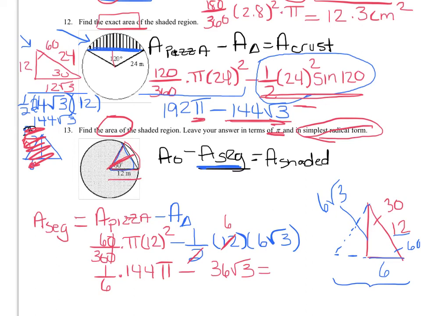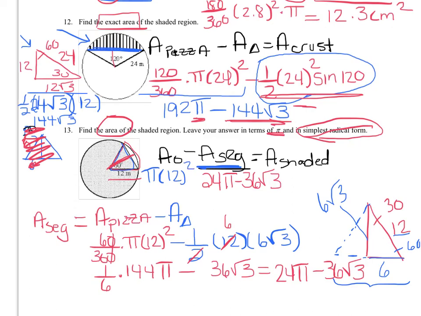So this right here ends up being 24 pi minus 36√3. Now that is finally the area of the segment. So I'm going to just put this over here. 24 pi minus 36√3. And the area of the circle is easy, thankfully. Pi r squared. So that's 144 pi, minus all of this.